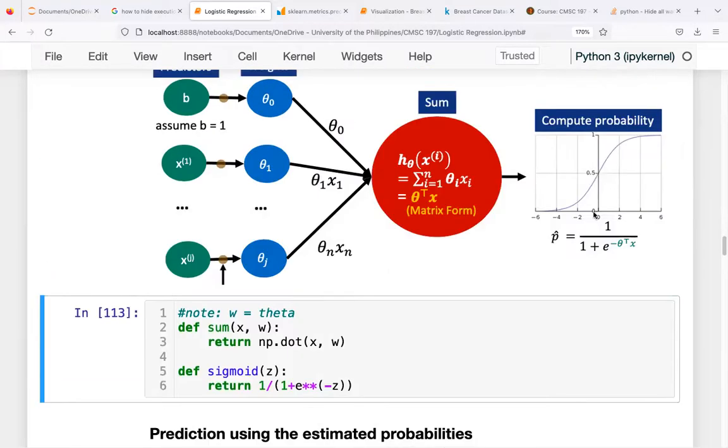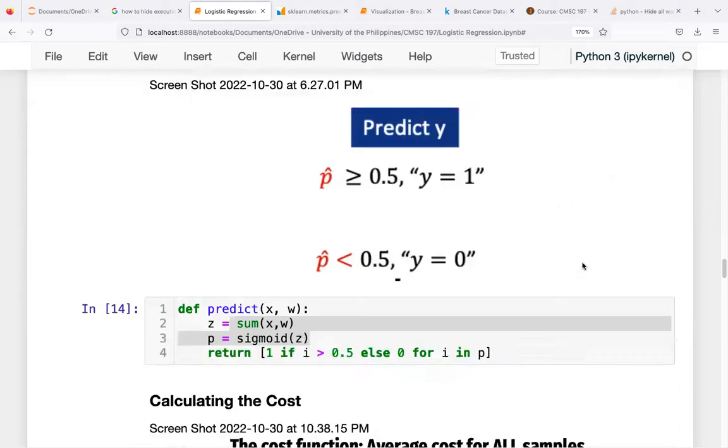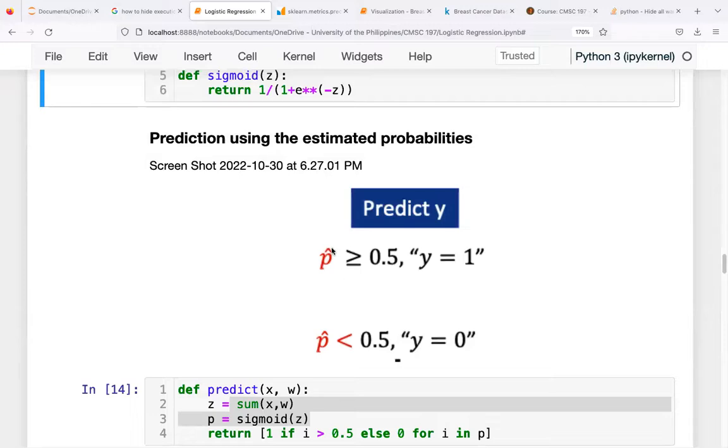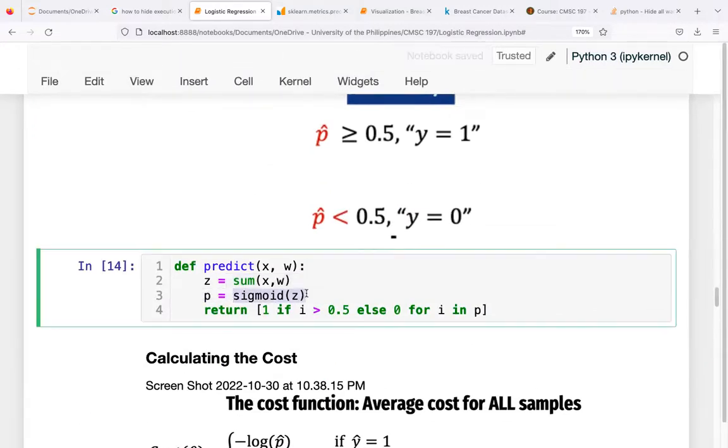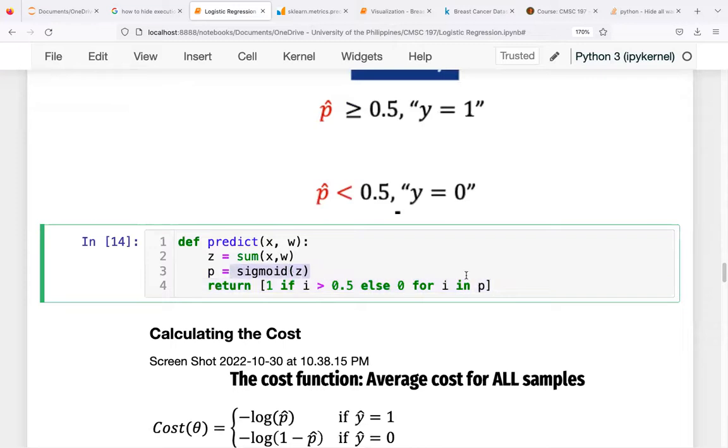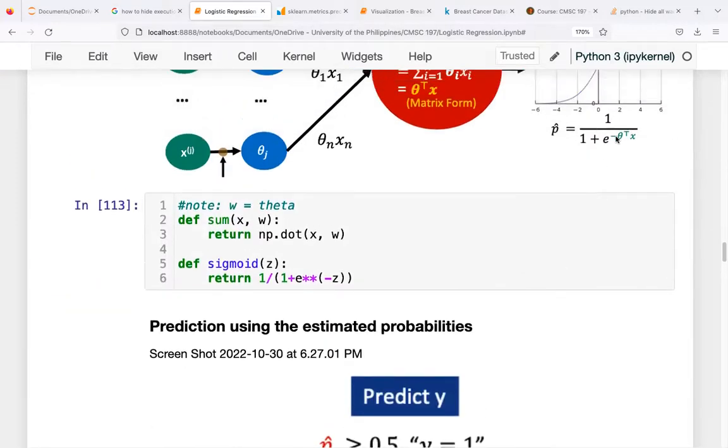So after computing the probabilities, we can now classify. If the probability is greater than or equal to 0.5, then we can classify a certain instance as 1. But if it is less than 0.5, then we can classify a certain instance as 0. Okay, and for predicting, we take the sigmoid of z, which is given by this one.